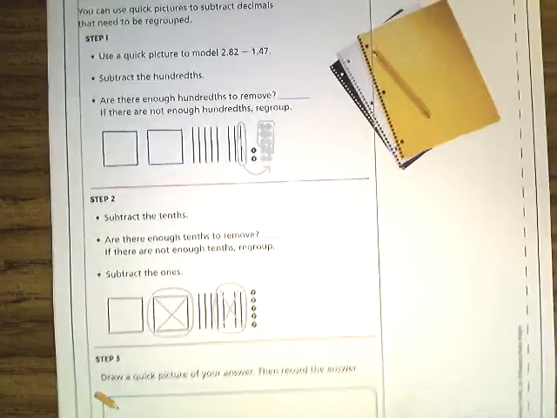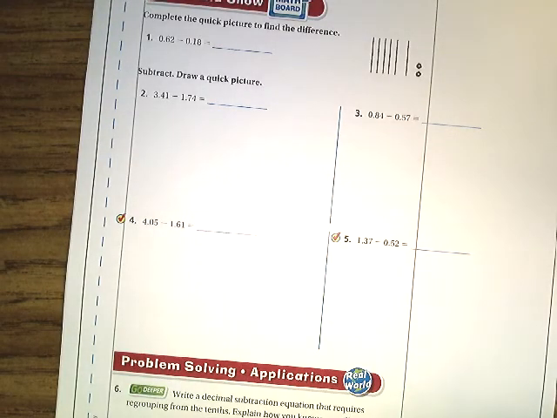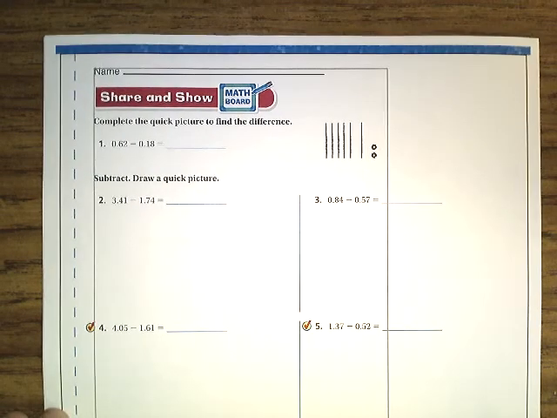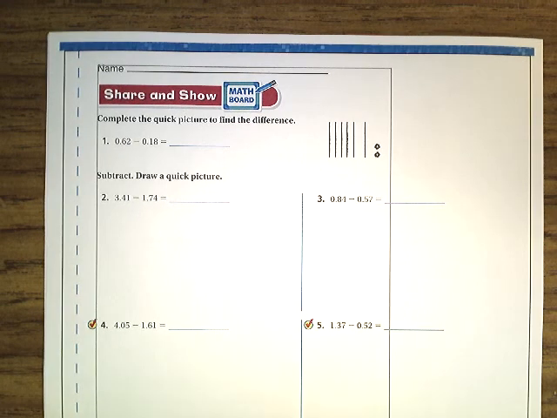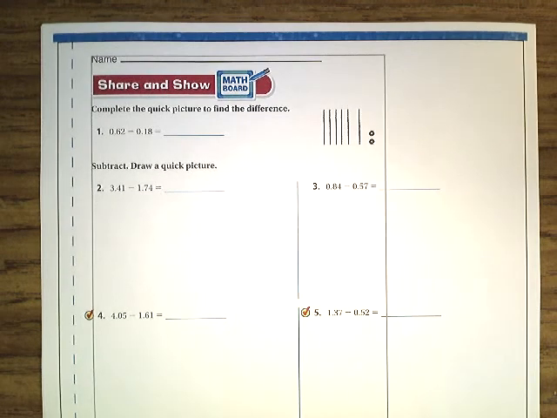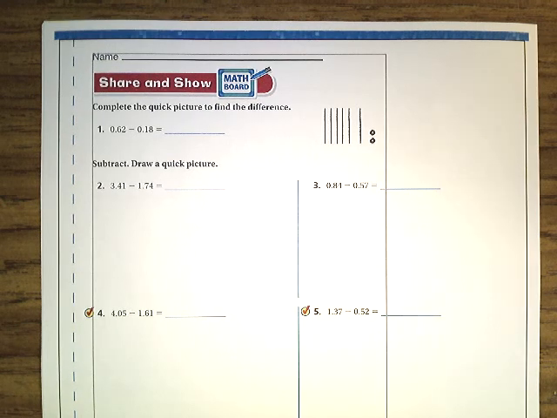Okay? All right, so let's take a look at page 183. Okay, 183. We're going to work through a few of these problems on this page, and we're going to apply those same rules that I applied in that first problem, okay? All right, so let's look at number 1. It says complete the quick picture to find the difference. So they do give you a quick picture here. That is like representing base 10 blocks.